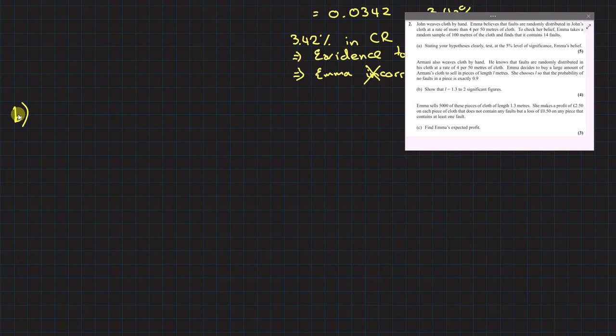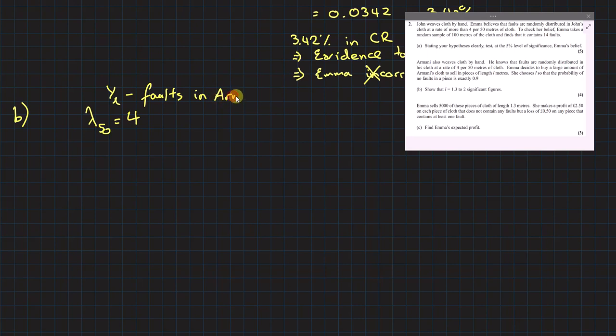Amani also weaves cloth by hand. He knows that the faults are randomly distributed in this cloth at a rate of lambda is 4 in 50. So lambda in 50 meters is 4, and we know that's to be true. So I really ought to declare a new variable for this, say Y_L, for the faults in a different person's cloth.